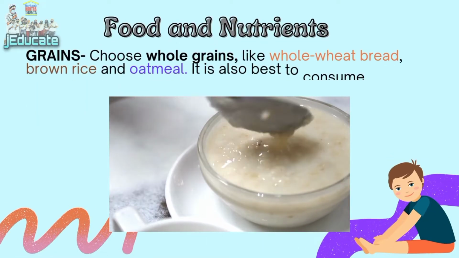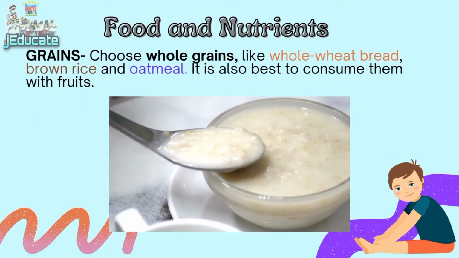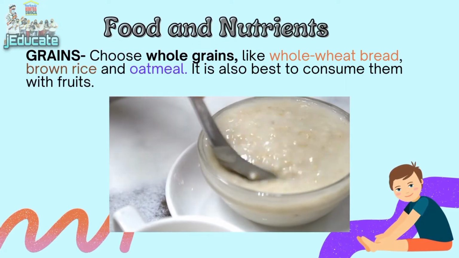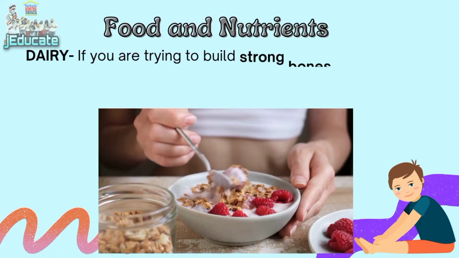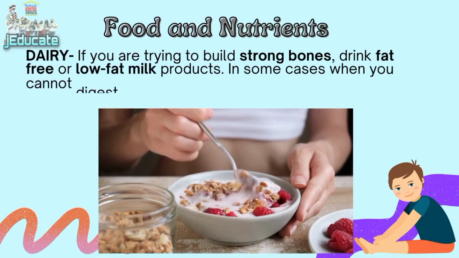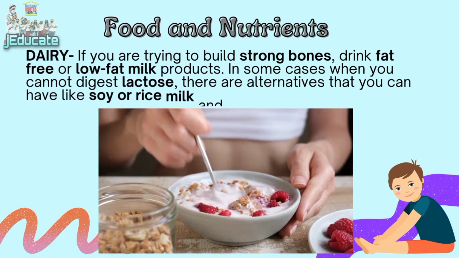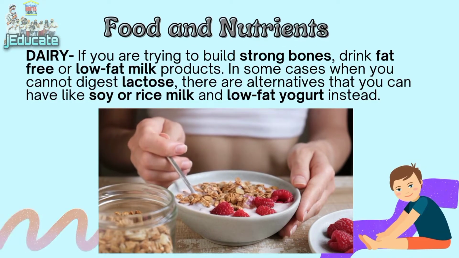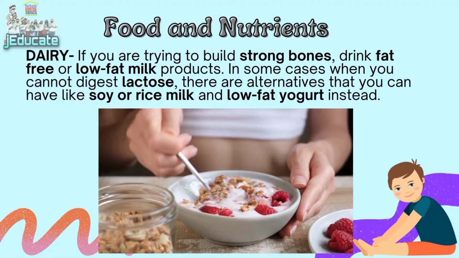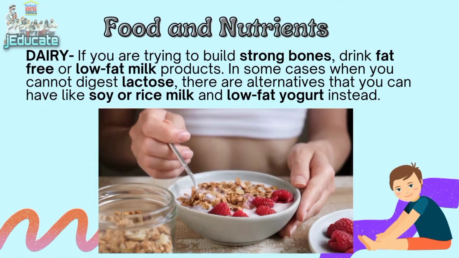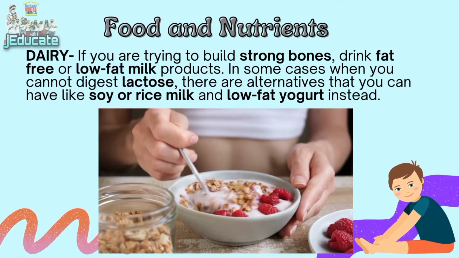Grains. Choose whole grains like whole wheat bread, brown rice, and oatmeal. It is also best to consume them with fruits. Dairy. If you are trying to build strong bones, drink fat-free or low-fat milk products. In some cases, when you cannot digest lactose, there are alternatives that you can have, like soy or rice milk, and low-fat yogurt instead.